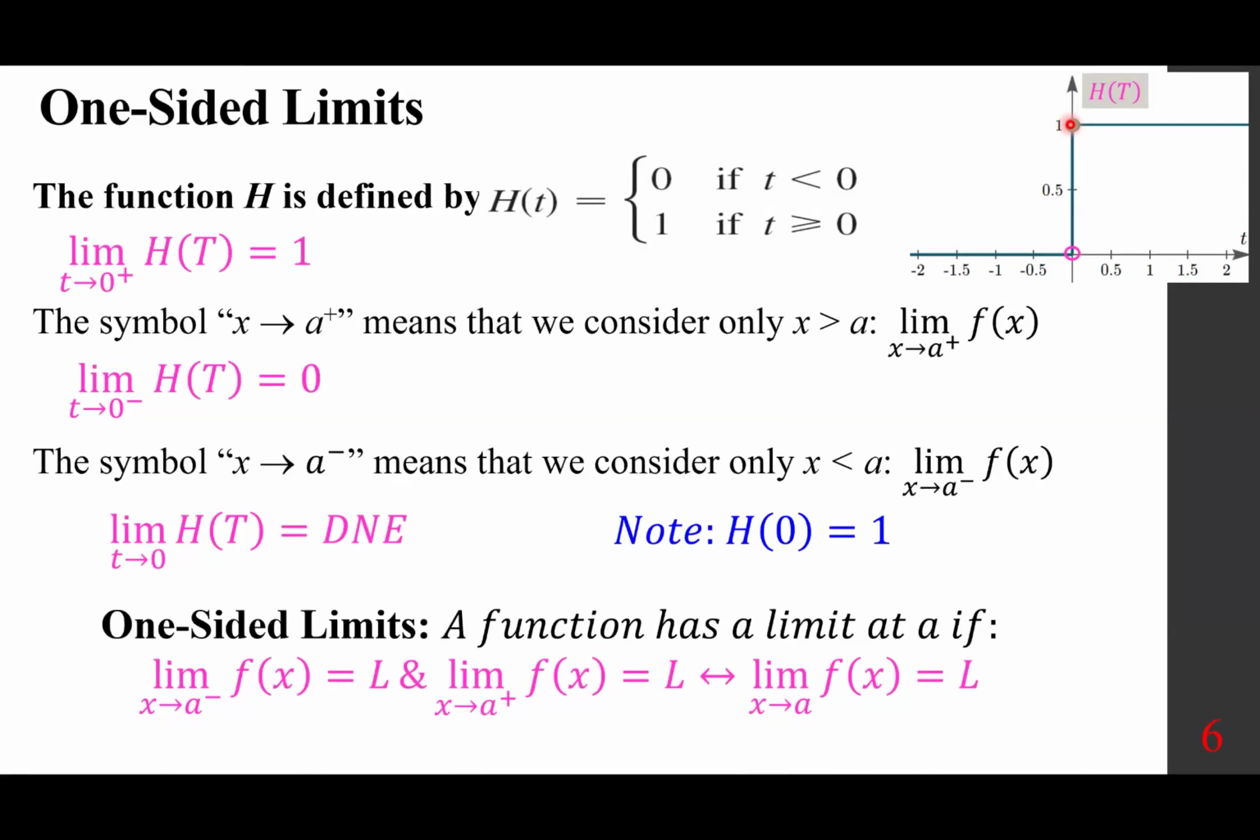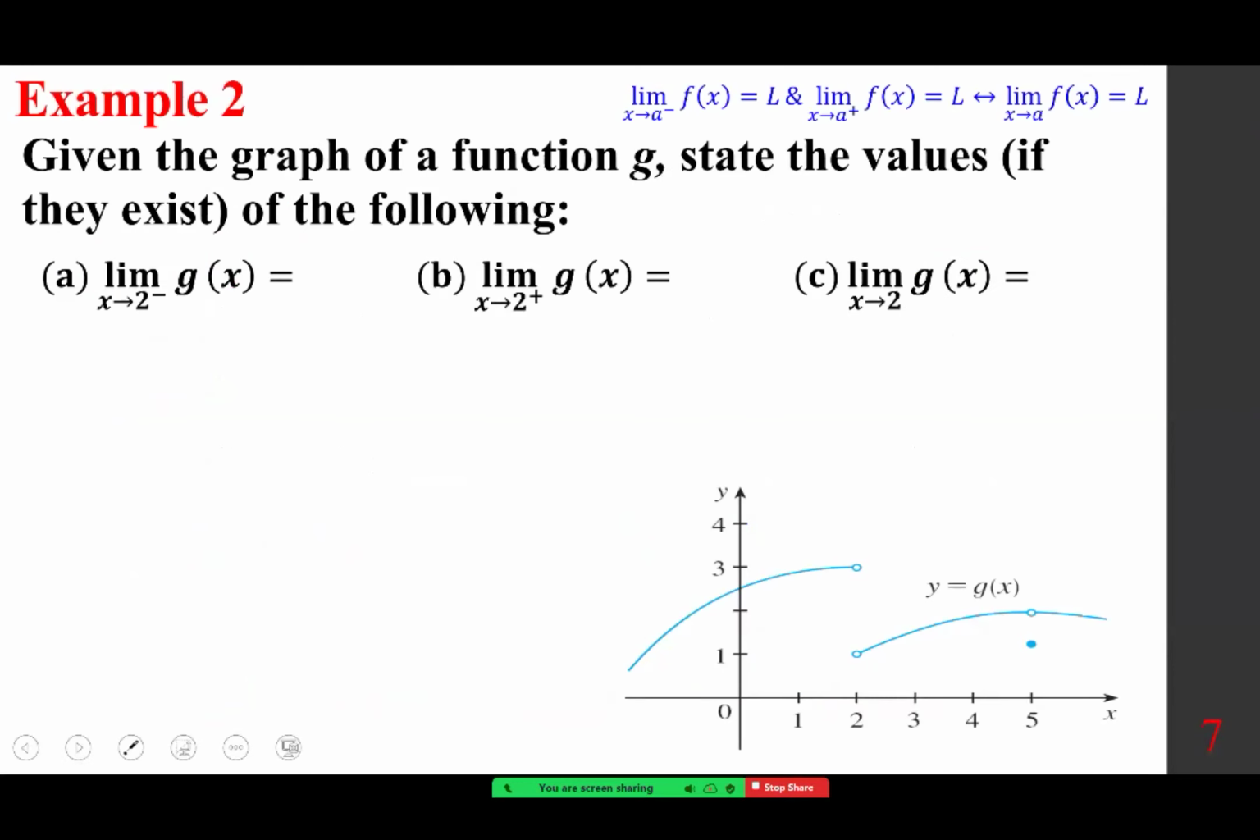One-sided limit: the limit of f of x as x approaches a from the left is n, and the limit of f of x as x approaches a from the right is n. Therefore, the limit of f of x as x approaches a exists, and it's equal to n. To make sure we understand this, we're going to look at a couple of examples graphically.